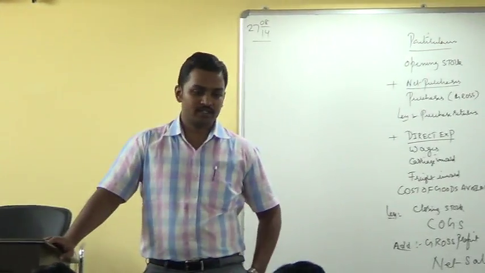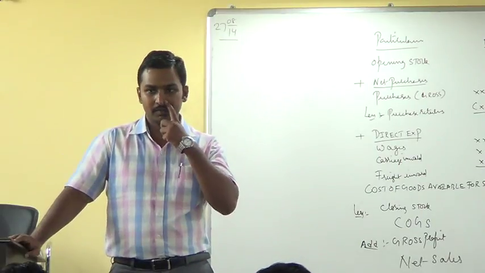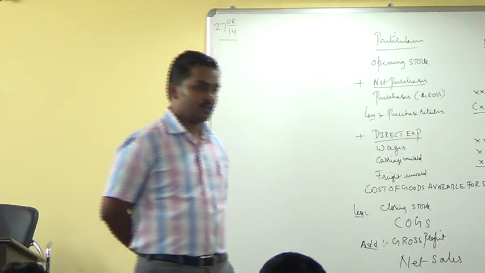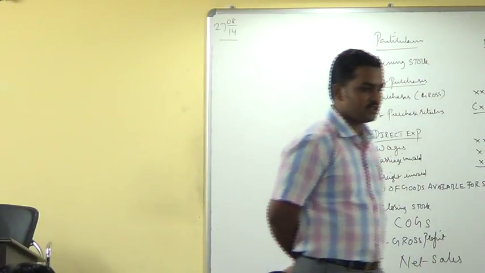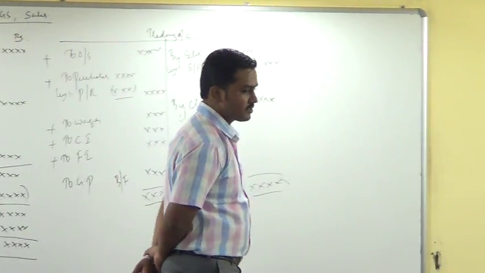Purchases. Debit balance 6,30,000 rupees. Next, purchase returns. Please tell me which balance it will show? Credit balance. Purchase returns, credit balance 30,000 rupees.